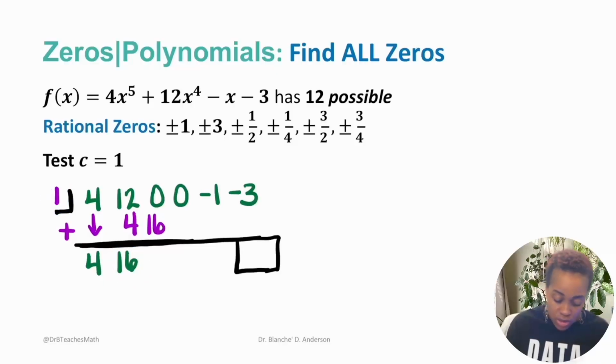16 plus 0 is 16. So far, so good? And we just continue. 16 times 1 is 16. 16 plus 0 is 16. And then you have 16 times 1 again is 16.